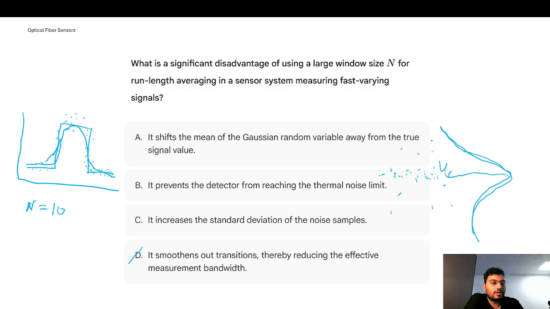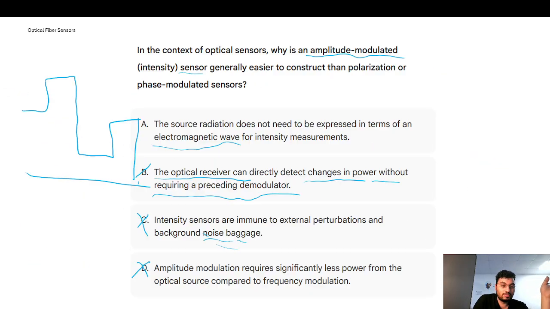Like this maybe, yeah. So it's not a perfect square wave, it doesn't have the sharp edges, and that's what happens when we are doing the run length averaging. This is the significant disadvantage when we use a large window size, when the n is very high for the run length averaging. So what we need to do, as we discussed previously, let's go through the slide.